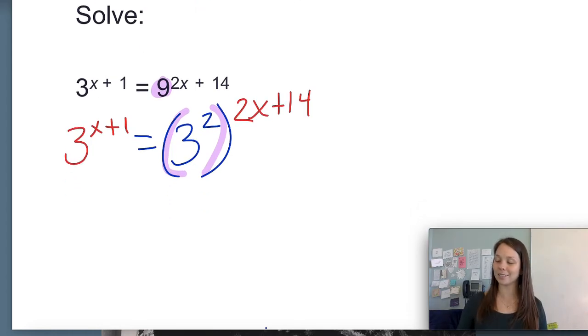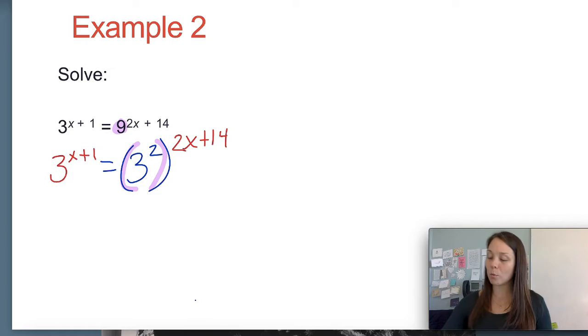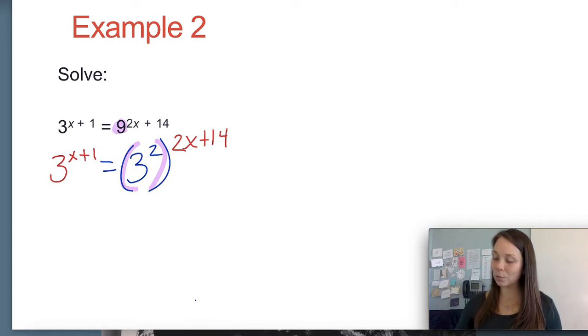Pretty cool. I think it is. So from here, if you think about what we have going on the right side of this, we have 3 to the power of 2, which is then to the power of 2x plus 14. So we have this double power going on. And when you have that, you need to do a little bit of simplifying.